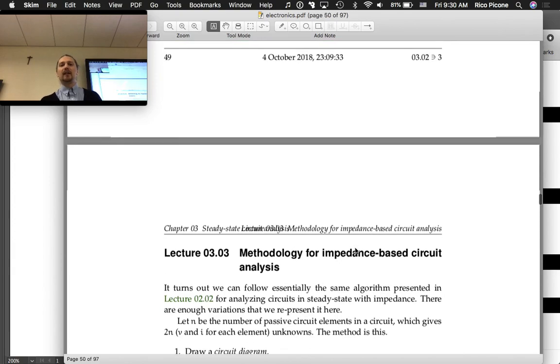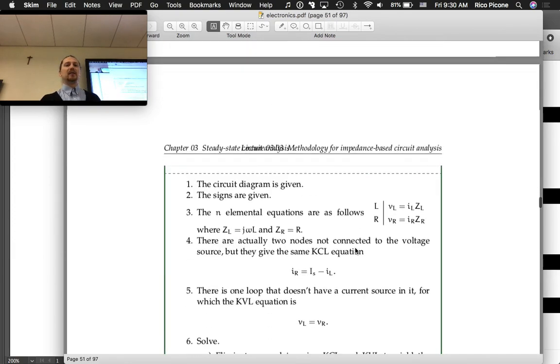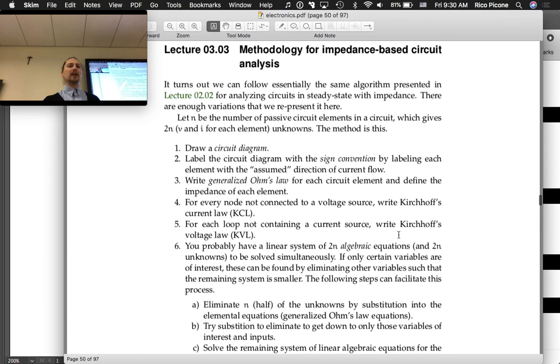Impedance, then we talked about, and then we modified our methodology, right? So the Chapter 2 methods required a certain process, and the Chapter 3 methods are actually very similar. We have a lot of the steps being exactly the same, except that instead of writing the elemental equations in their original form, we can use their impedance form, which is generalized Ohm's law, where every one of these is V equals IZ, right? So you write the elemental equations, but they have impedances this time.